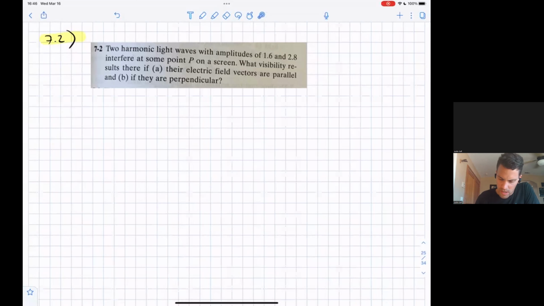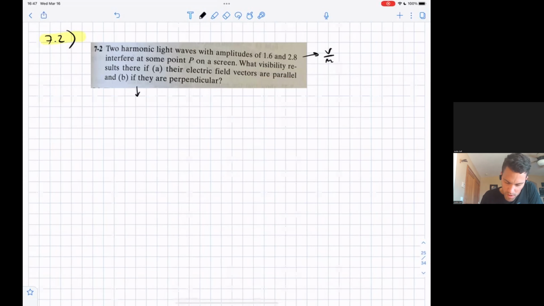The question says two harmonic light waves with amplitudes of 1.6 and 2.8 interfere at some point P. Harmonic is good because that means we can use the wave equations we're used to using. Here are the amplitudes. I'm going to assume these are in volts per meter so we can plug them in. What visibility results if their electric field vectors are A, parallel, and B, perpendicular?